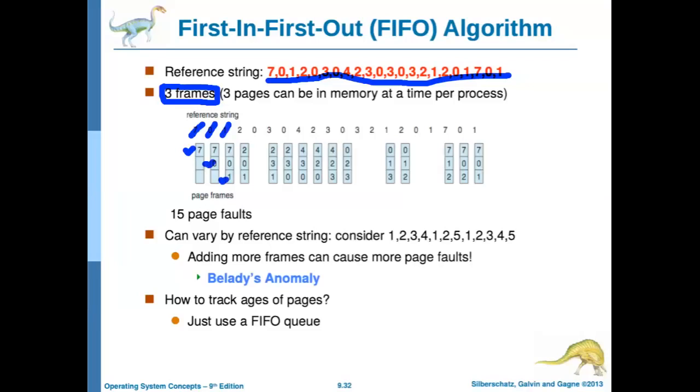Okay, now what about page number 2? Page number 2 is not available. Currently, what is there in memory? Page number 7, page number 0, and page number 1. So page number 2 is not available, and if page number 2 is not available, that results in a page fault. Now that must be loaded into the main memory.